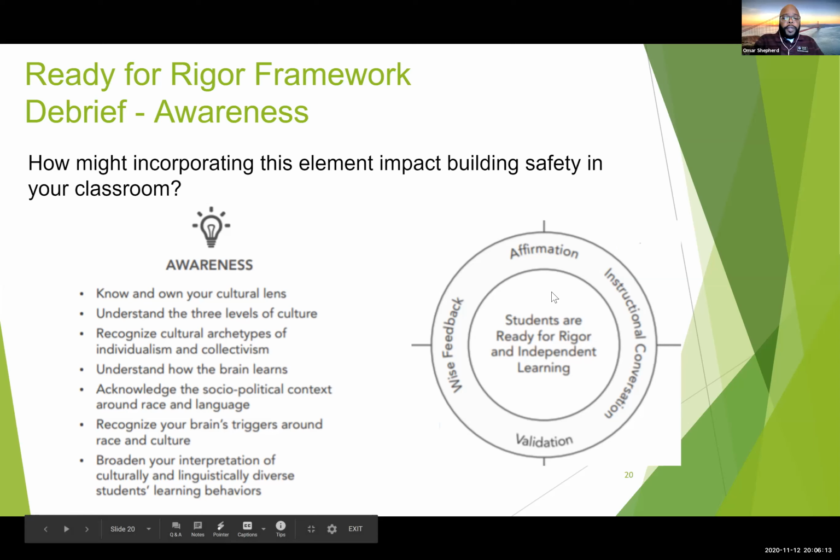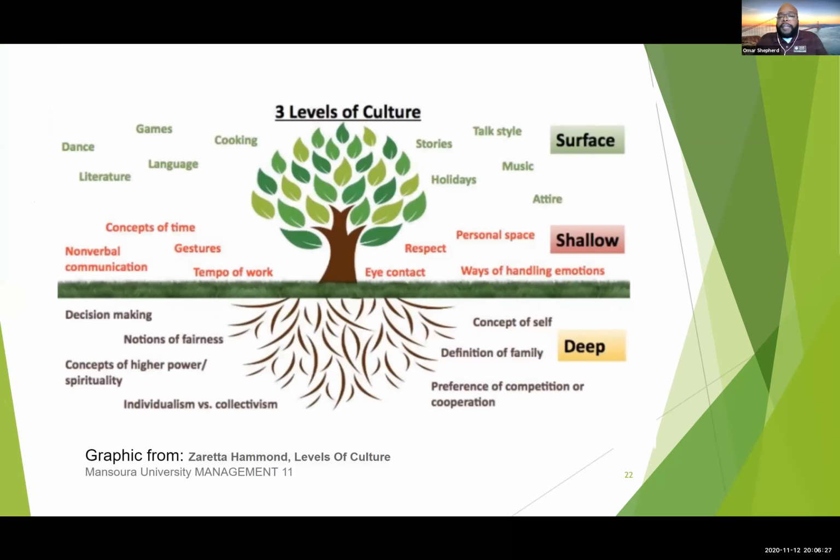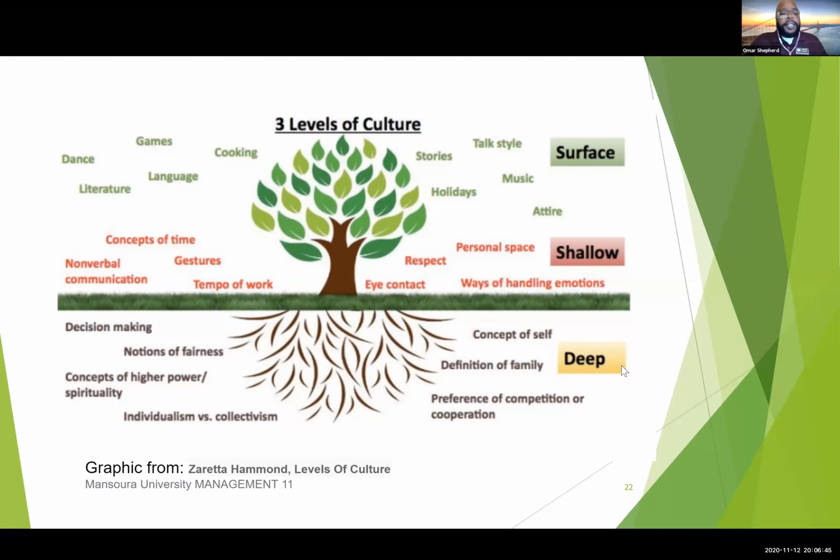Well, what we're going to do is take a quick look here, diving in further on this concept around the three levels of culture: surface, shallow, and deep. So as we look at this image, it really gives us lots of clues into the three levels of culture. And I'm really going to encourage you to take a look at what's within them, right? On the surface level, what do we see? We see talk style, music, attire, holidays, cooking, language, literature, dance, games, right?